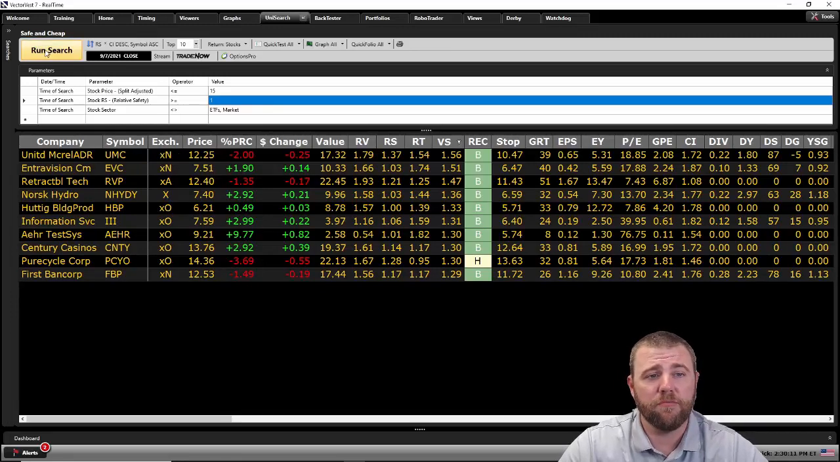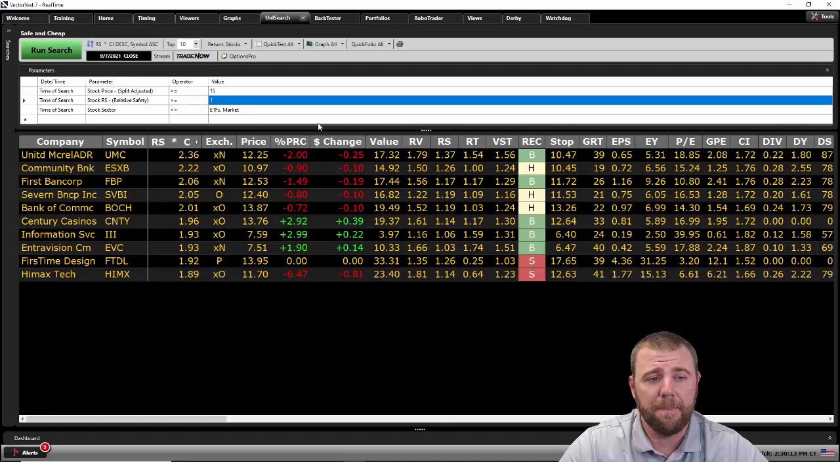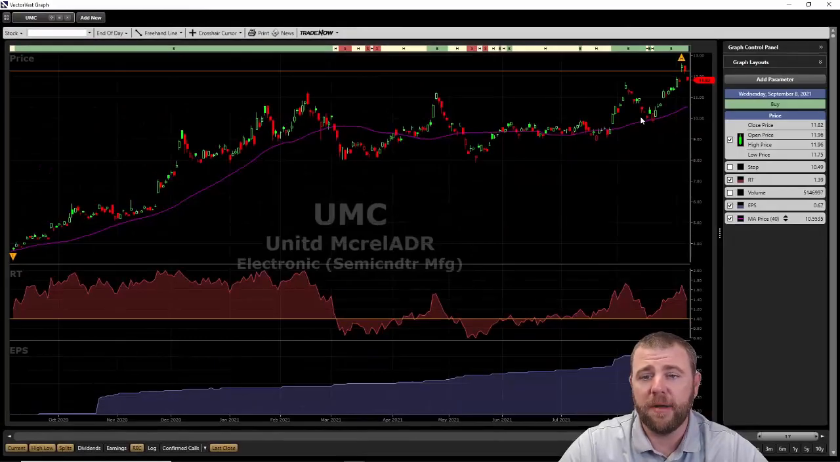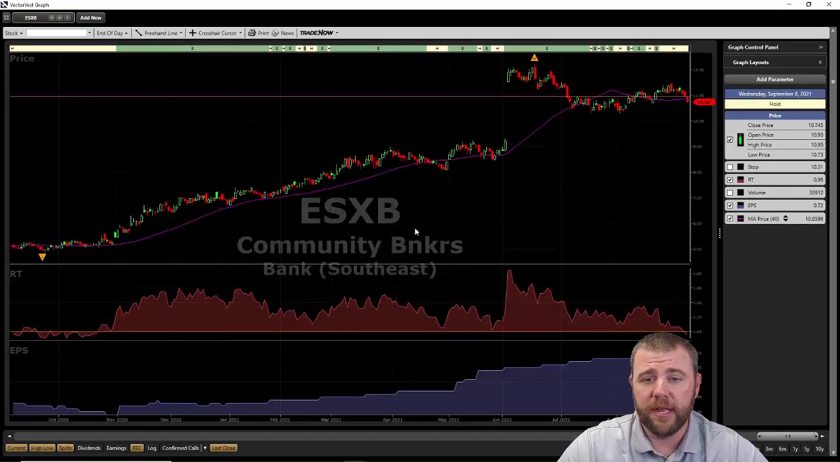So let's go ahead and run this and see the list that comes up. And we'll go ahead and graph these stocks here. Just go ahead and maximize it. So once again, UMC coming in as number 1. But then ESXB, nice steady rise in price, gapped up huge just a few months ago. Just moving sideways right now, taking a little bit of a breather. Maybe not the best time to jump in right now, but definitely one to keep on our radar, especially with that rising earnings that we've seen over the last year.